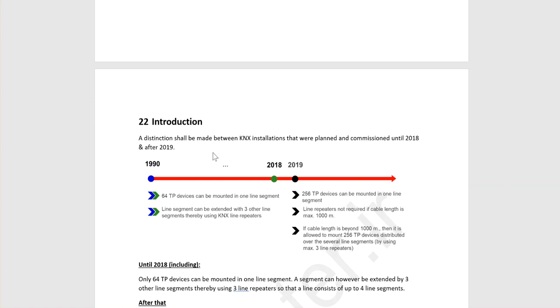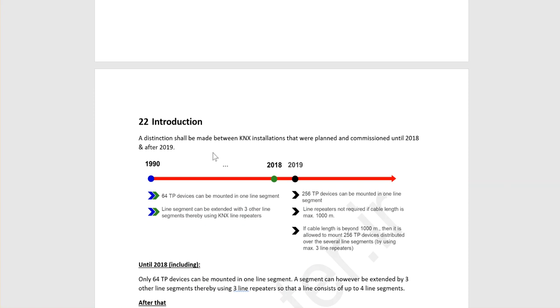After 2019, the new devices that have come to the market can be installed in a line, and there is no need for a line repeater anymore. So you can extend a line to 256 devices in one line segment. It means one line segment is equal to one line, and there is no need for any line repeater. Yeah, this is something important.